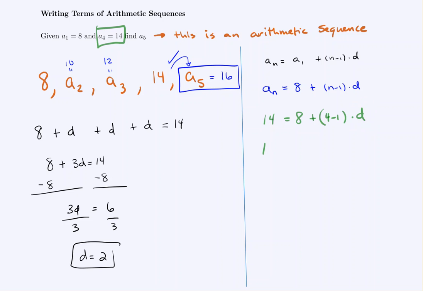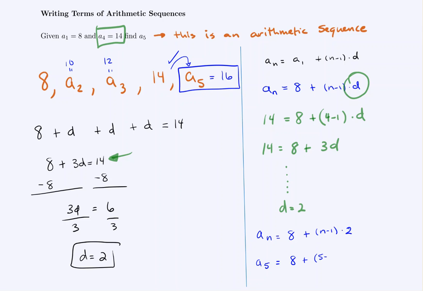So we would get 14 equals 8 plus 3d, which you see is exactly the equation we got here, just from a different method. And then we solve it, and eventually we would subtract 8, divide by 3, and d equals 2. Once we have that d equals 2, we substitute that into our equation, and we get a sub n is 8 plus n minus 1 times 2. So we can quickly find the fifth term: 8 plus 5 minus 1 times 2, or 8 plus 4 times 2, or 8 plus 8 gives us 16.